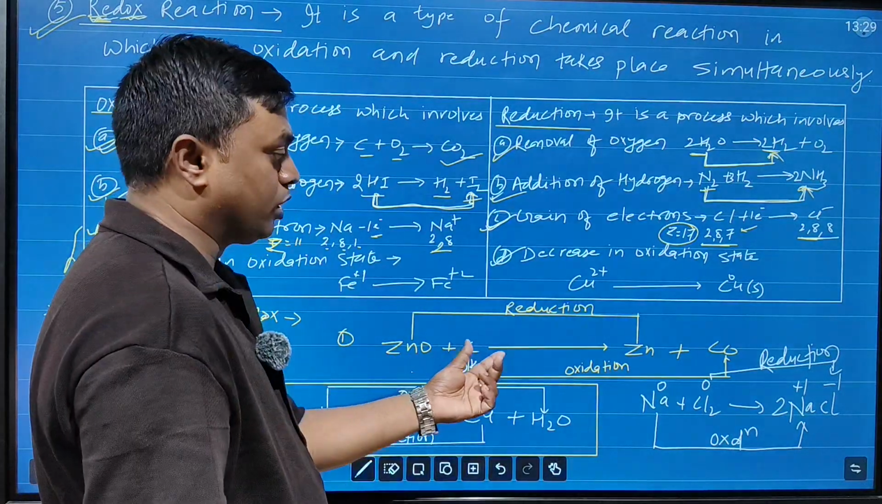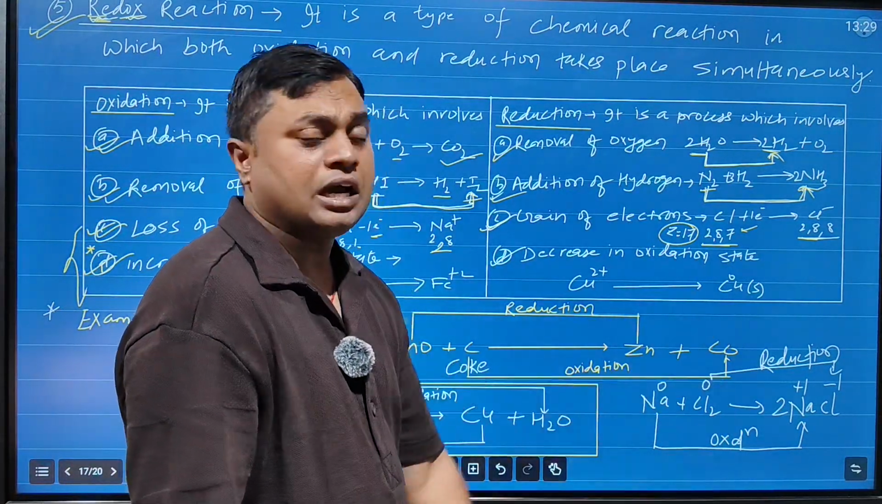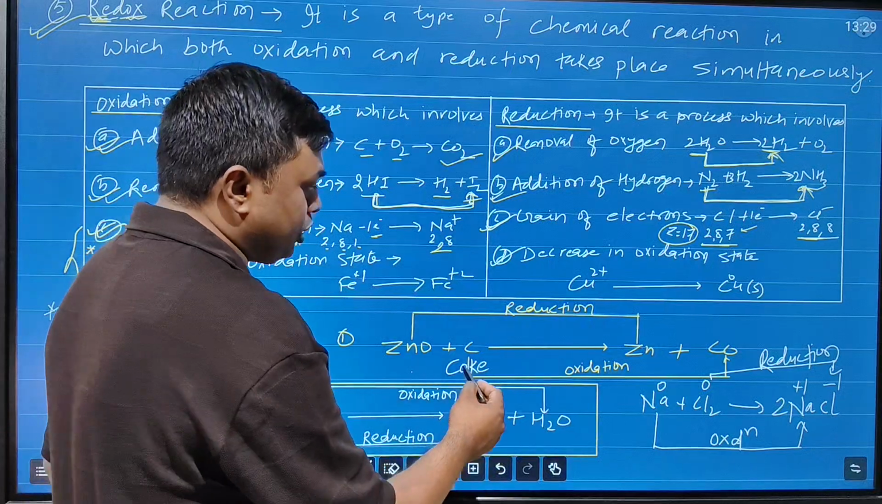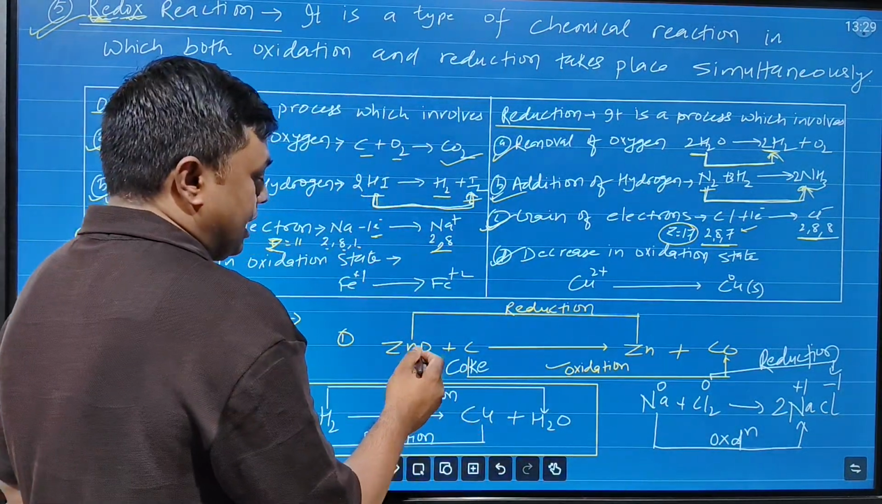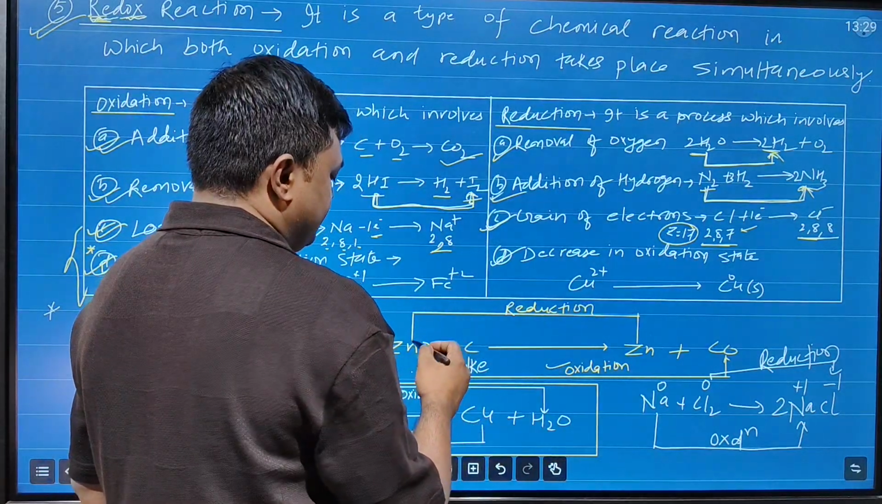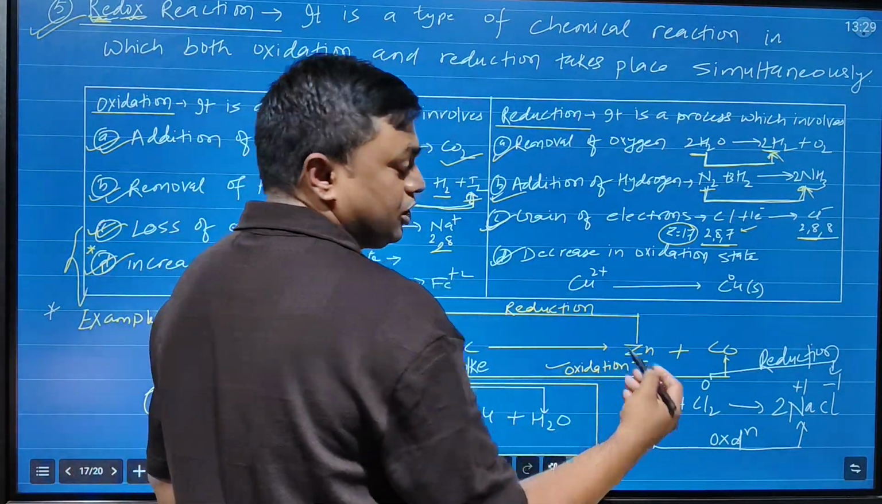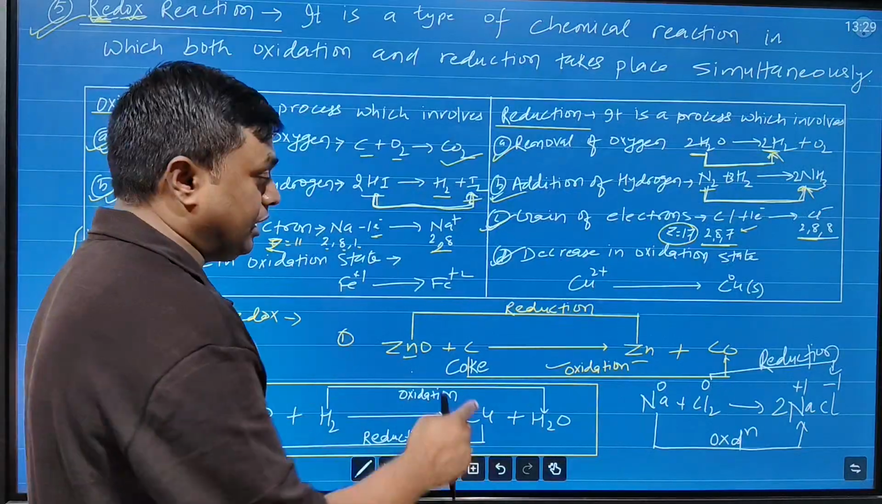Zinc oxide plus coke gives rise to zinc plus carbon monoxide. You can see here C to CO, there is addition of oxygen, so this is oxidation. And zinc oxide to zinc: with zinc here oxygen is there, here with zinc oxygen is not there. So there is a removal of oxygen, that is reduction.